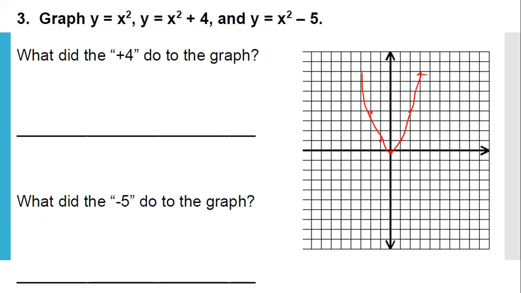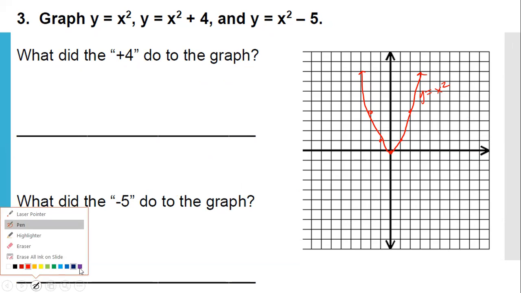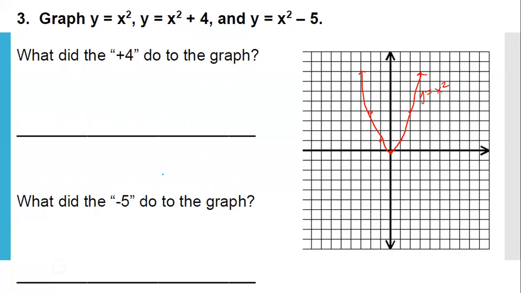Here's our parent function drawn to the best of my ability. And now we're going to do the first one, and it says y equals x squared plus 4. So if we have, we're going to do 1 and 2, right? So if we have y equals 1 squared plus 4, y equals 2 squared plus 4.